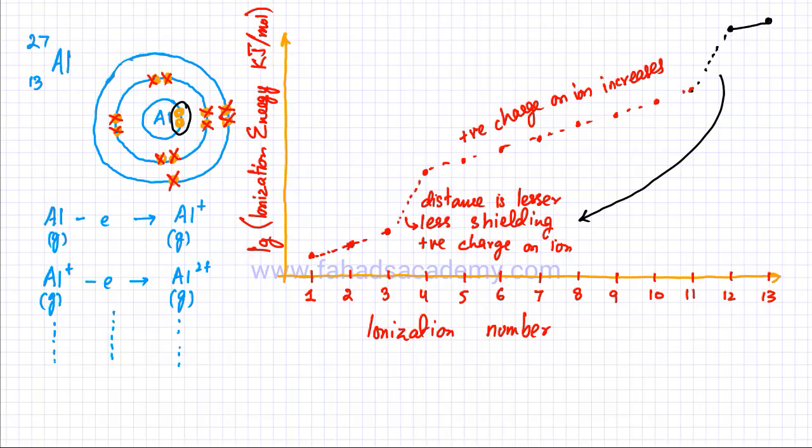And the reason why the 13th ionization energy is greater than the 12th is that the positive charge on the ion keeps on increasing. So that's how your graph is going to look, and there would be two jumps when we talk about the successive ionization energies for aluminium.